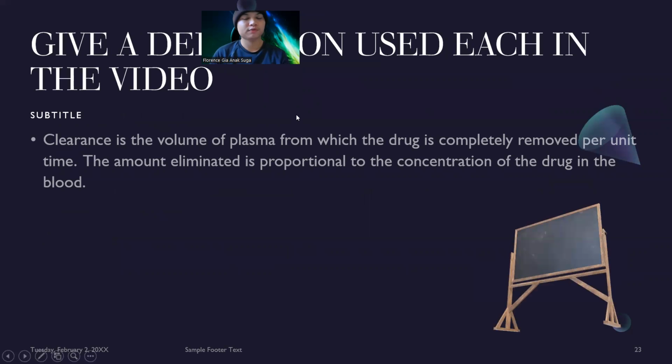So what is the definition of clearance? Clearance is the volume of plasma from which the drug is completely removed per unit time. The amount eliminated is proportional to the concentration of the drug in the blood.